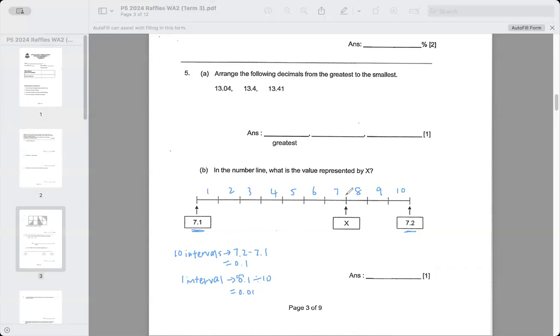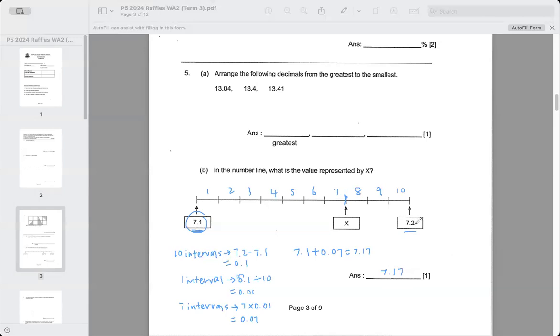So this one you count, x is at the 7th interval. So we find 7 intervals. It will be 7 times 0.01. It will simply be 0.07. But please take note, x is not 0.07, okay? You have to add 0.07 to 7.1. So I will take 7.1 plus 0.07. X will be 7.17. Okay? That's my answer for question 5B, 7.17.